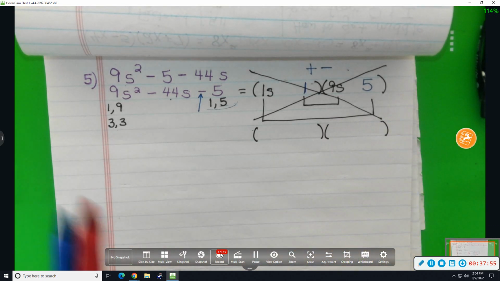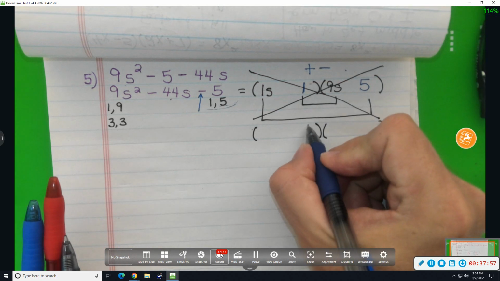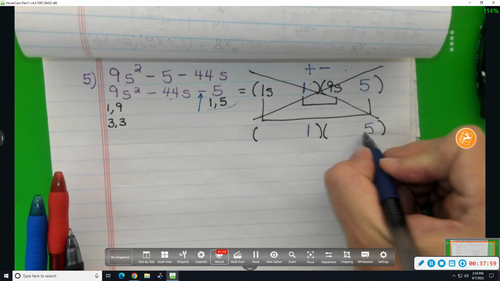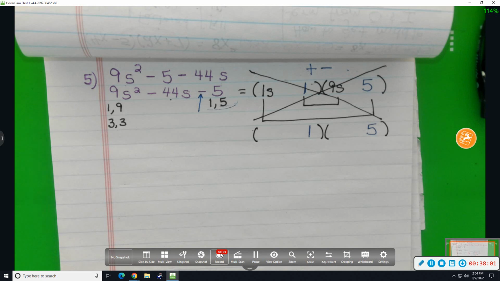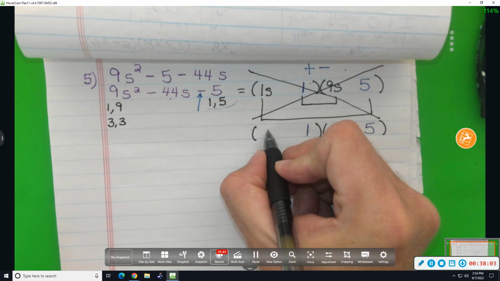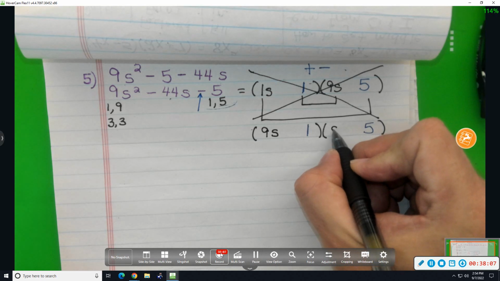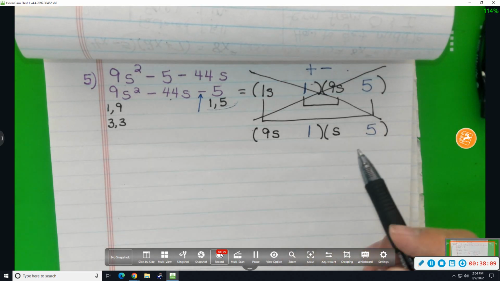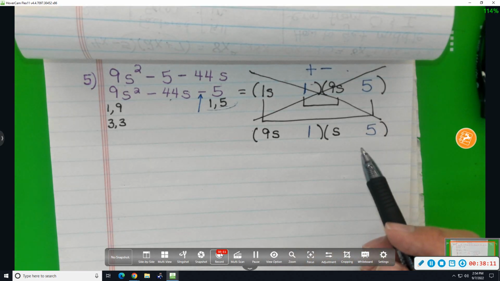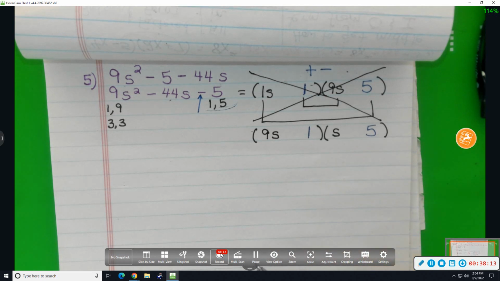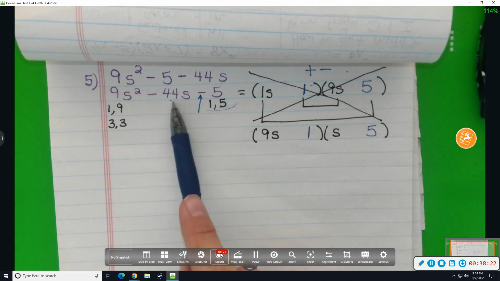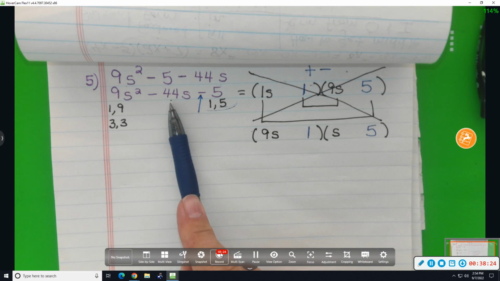So 1 and 5. I'm still thinking the 1 and the 9 are going to work, but I'm going to reverse it. What if I put the 9s with the 1 and the s with the 5? 9s times s. Can y'all sort of do that now, the outer and inner in your head? Are we going to get 2 numbers that we can subtract to get this middle term?